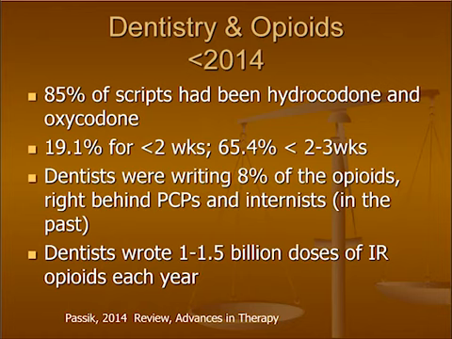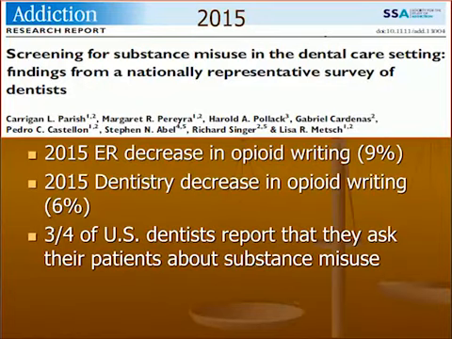So we've seen in the past 1 to 1.5 billion doses of immediate release opioids each year from dentistry. However, you see this shift, but there probably has not been a shift in dentistry with respect to specific assessment of abuse risk when the patients come into the office. As I mentioned, here's some data in terms of Parrish's work, really a nice review and study. 2015, ER decrease in opioid writing, 9%, dentistry, a 6% drop. Some people say it's even higher than that, up to 20 or 30%, depending upon the study.